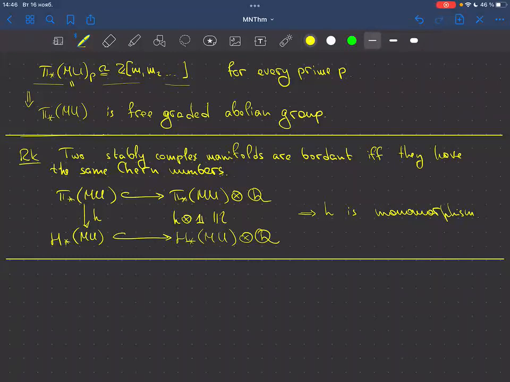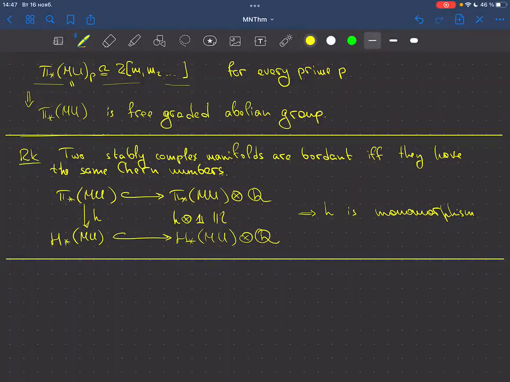Yeah, but maybe I should state here that it is not true that if you have a bunch of Chern numbers, there is a manifold whose Chern numbers are your given set. The Hurewicz homomorphism is not an isomorphism. It is indeed a monomorphism onto a proper sub-algebra.